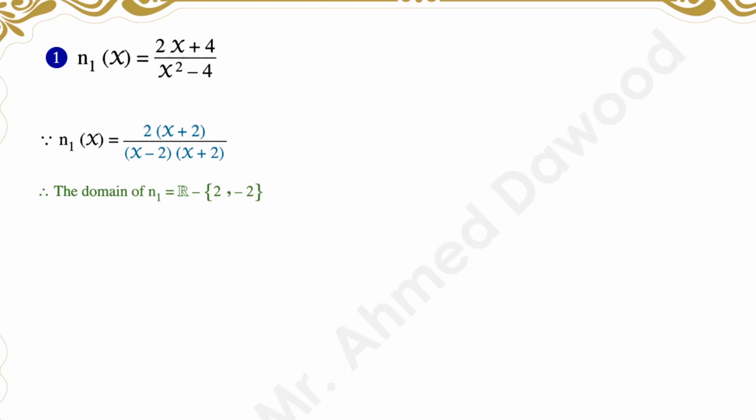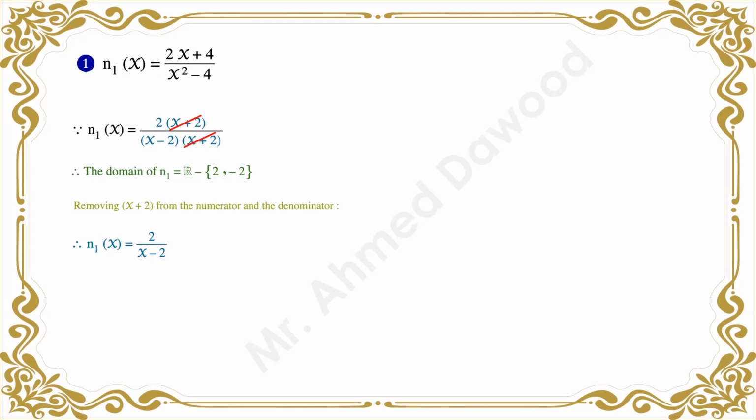After writing the domain, now you can remove the similar expressions, removing (x + 2) from the numerator and the denominator, then write the remaining expressions of the numerator and denominator as the form. This form is called the reduced fractional function, or the simplest form of the fractional function. Okay, let's go to the second example.